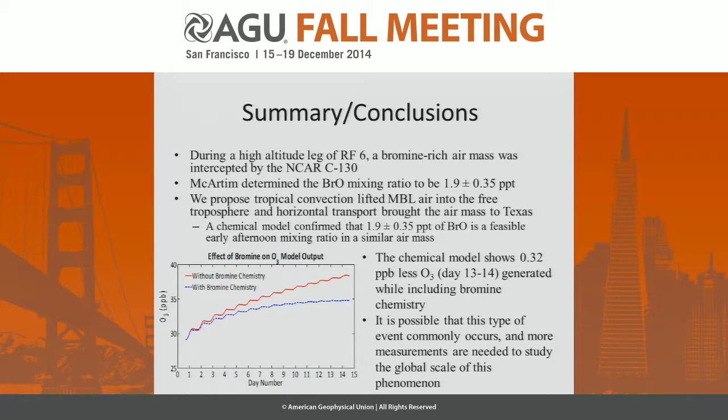Now, I want to close on the idea that this type of convective system might be a more important source for free tropospheric bromine than previously thought. And it would be interesting for future studies to measure convective outflow over the Pacific Ocean, or any convection over the ocean, to determine the global scale of such a phenomenon.